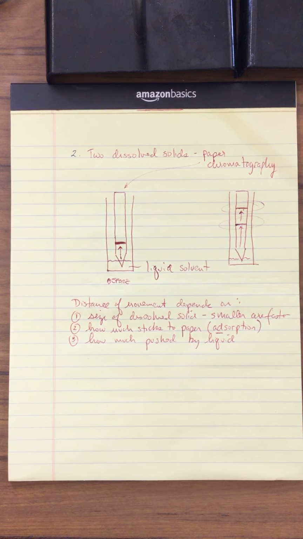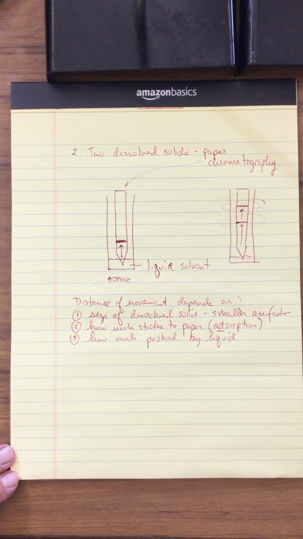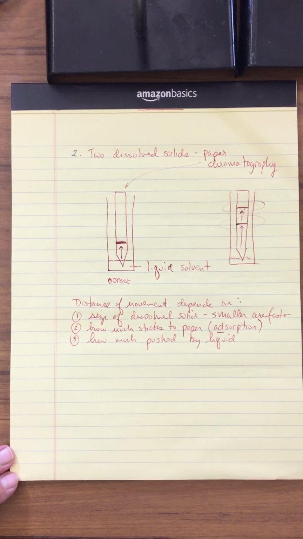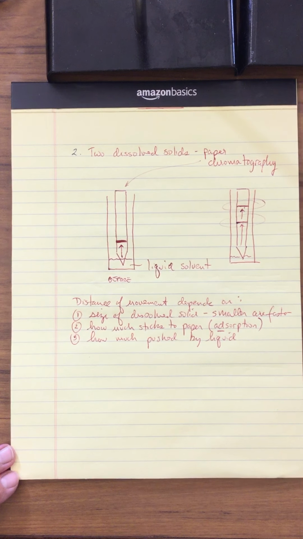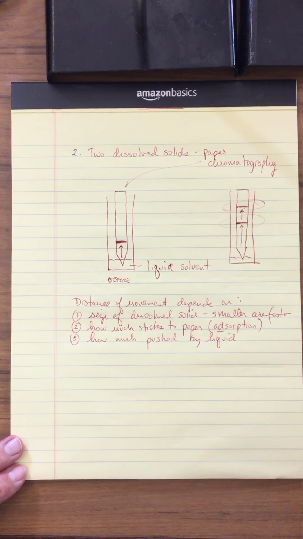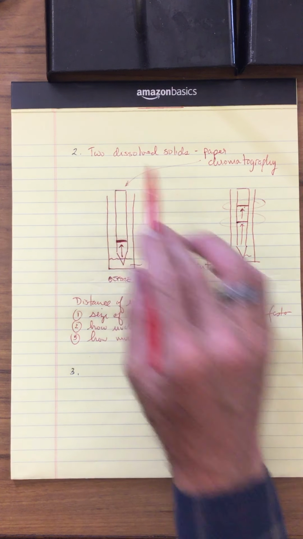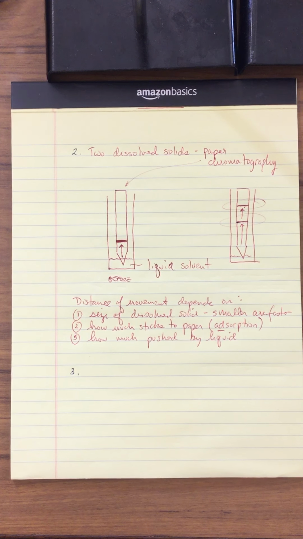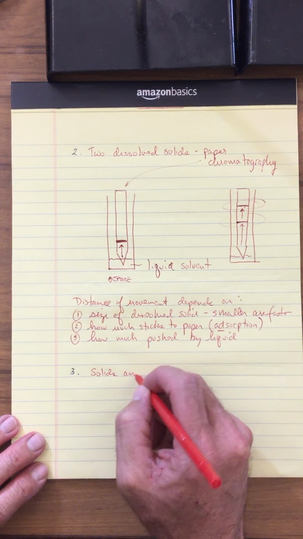So the three main factors that will affect how much it's going to move, again, are the size of the particle, smaller will go faster, how much it sticks to the paper, which is called the adsorption, and how much it's being pushed by the solvent liquid. The third separation technique that we're going to take a look at is going to be taking a look at solids and liquids. We first looked at distillation, which separated two liquids. Then we took a look at paper chromatography to separate two dissolved solids. This next one is going to be separating solids and liquids.